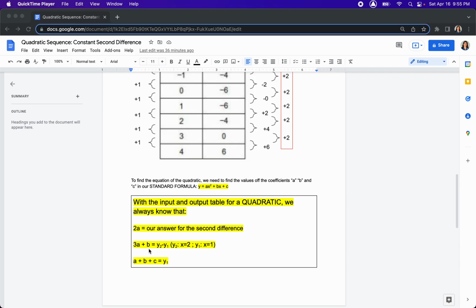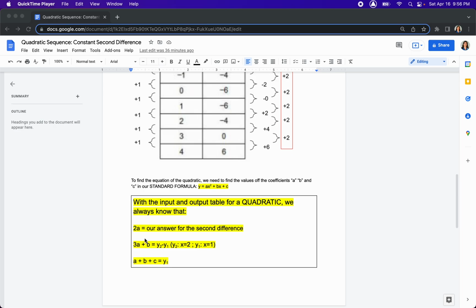3a plus b will always equal y2 minus y1. y2 is going to be found on the table where x equals 2. y1 is going to be found on the table where x equals 1. And you must use those points. You cannot use any random consecutive y values. It has to be y2 where x equals 2 and y1 where x equals 1.